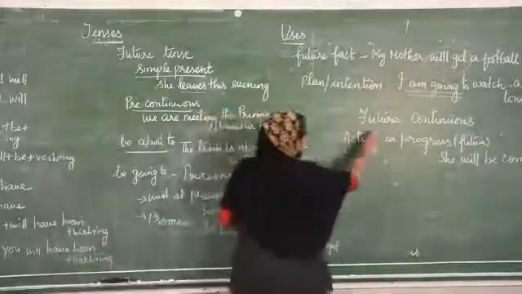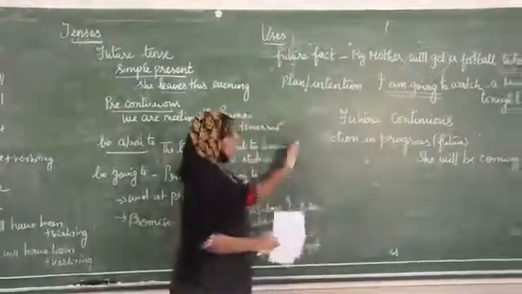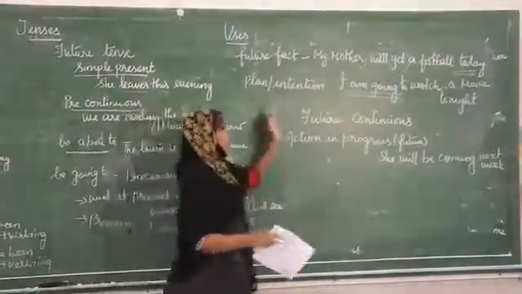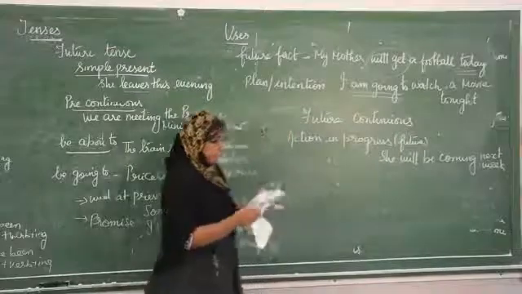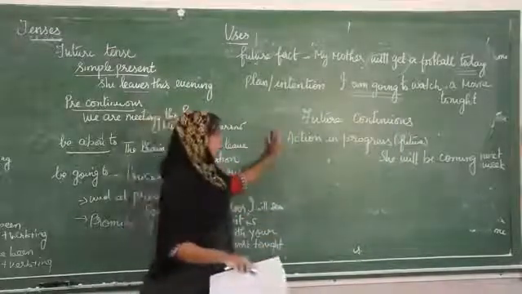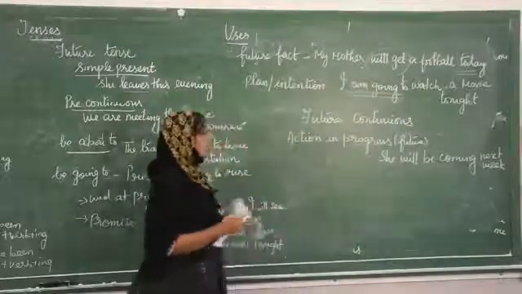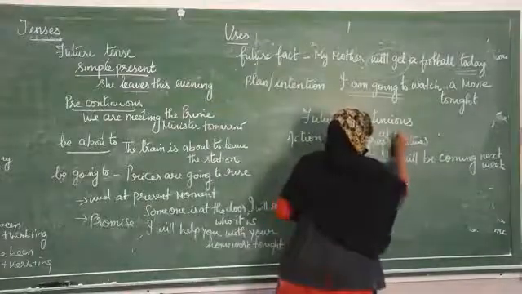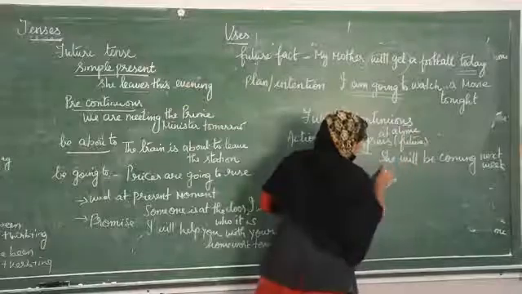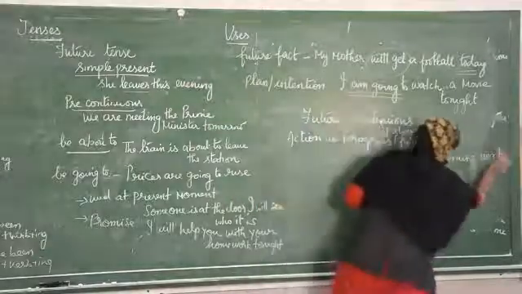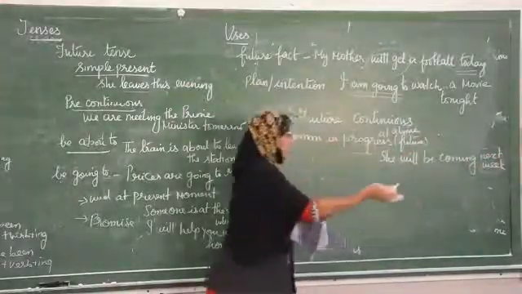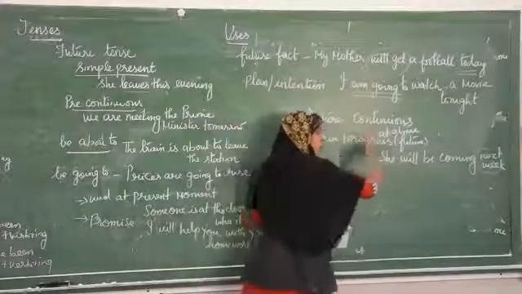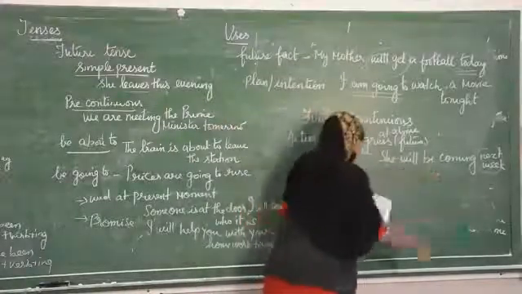Now next one is future continuous tense. Here future continuous tense refers to an action which will be in progress in future. Clear? At any time. Now first we will see action in future, action in progress at a time. Clear? She will be coming next week. That means next week she has decided to come. So the action will be going on in the future.